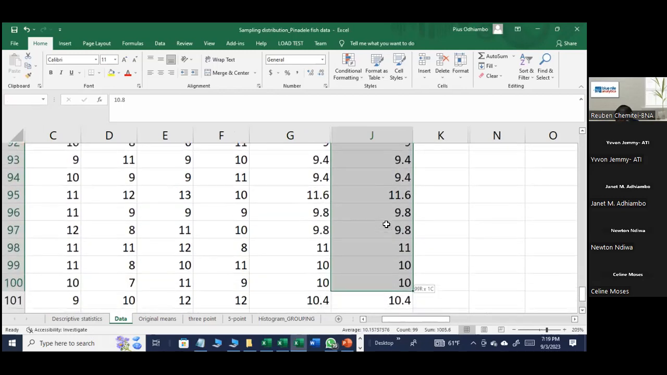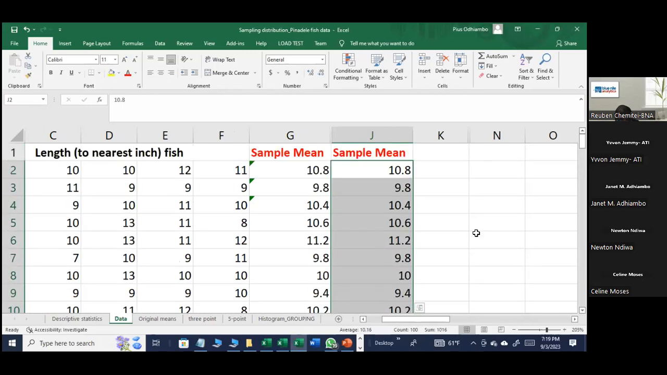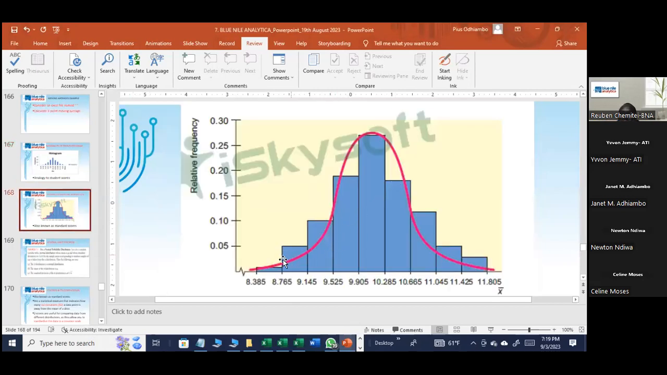I've selected the 100 values. Now what I want to do is put this data into a histogram. The purpose of putting it in a histogram is for me to check on the normality. Remember I said when data is normal, it has a bell-shaped curve. This one is a bell-shaped curve. It looks like a bell or a heap of sand. Okay, so we have normal data.